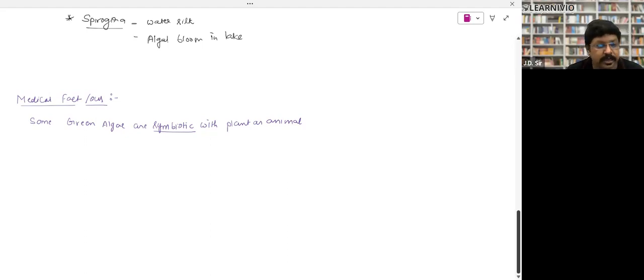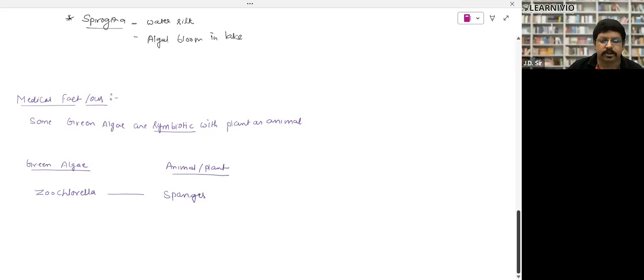So Euchlorella, a green algae, and plant or animal, the symbiotic list. First is Euchlorella. Euchlorella is green algae. It has a symbiotic relationship with sponges. How? It remains with the sponges. It provides oxygen to sponges, and in return, it gets nitrogenous waste product from the sponges. So both are helping each other.